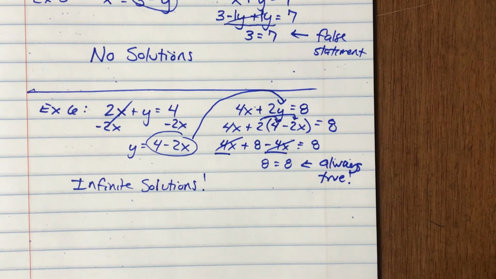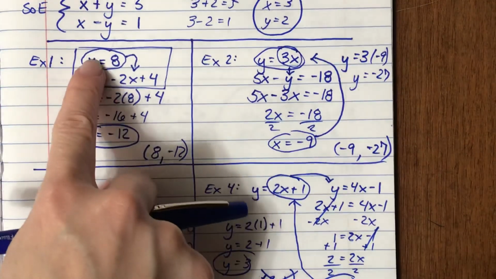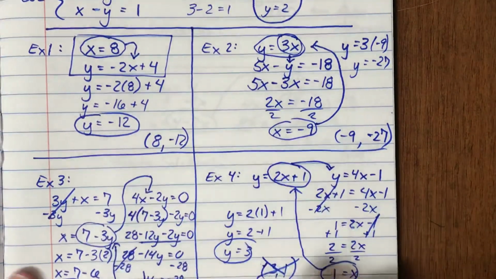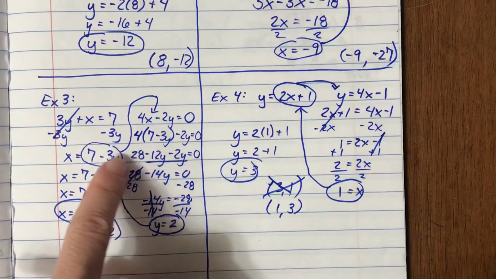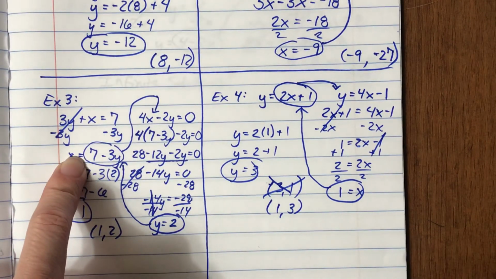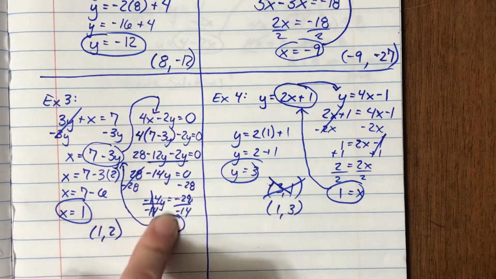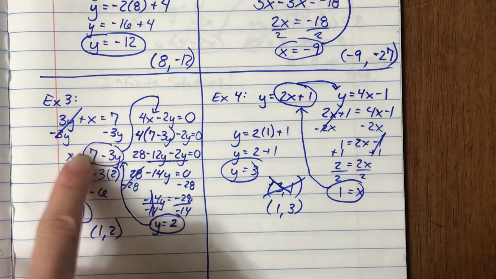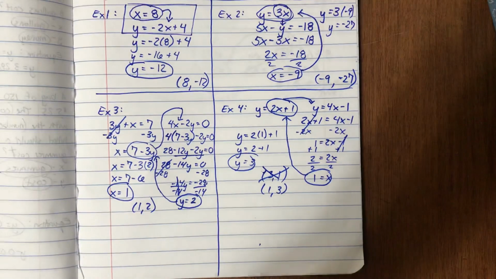So in summary, you want to make sure that you know what one variable is equal to. If you don't know what one variable is equal to, you're going to need to solve for that variable, make a substitution, solve for one of the variables, and then make a substitution back into where you began.